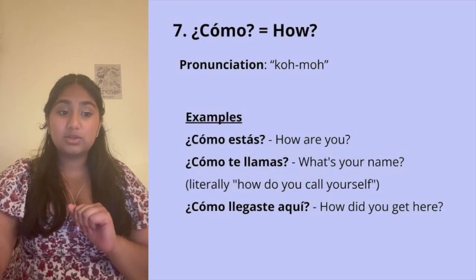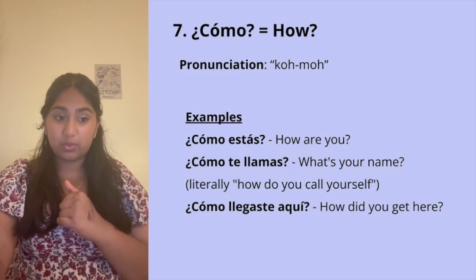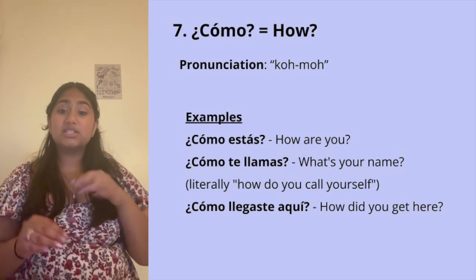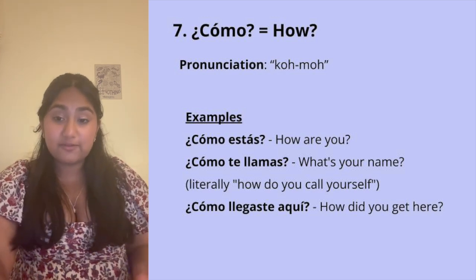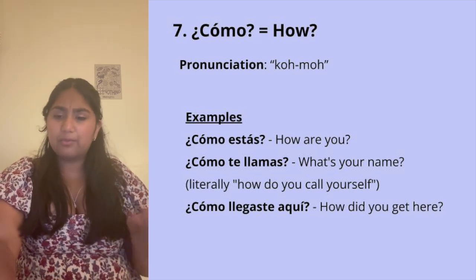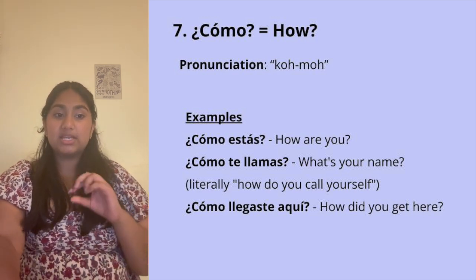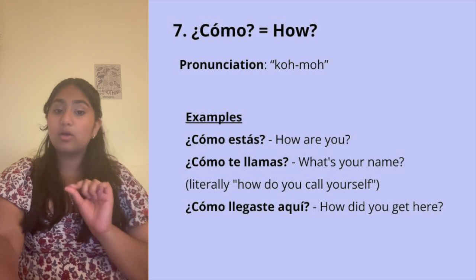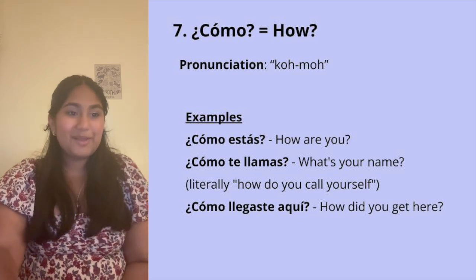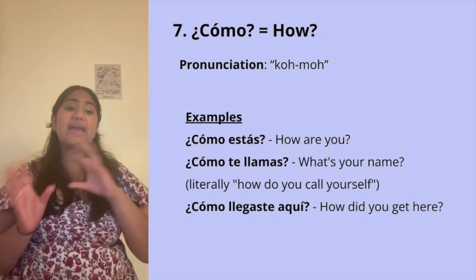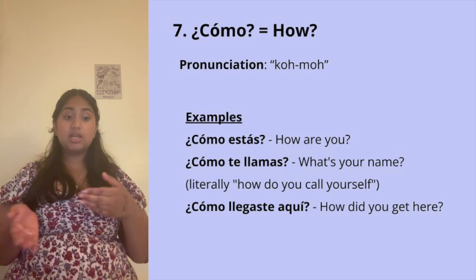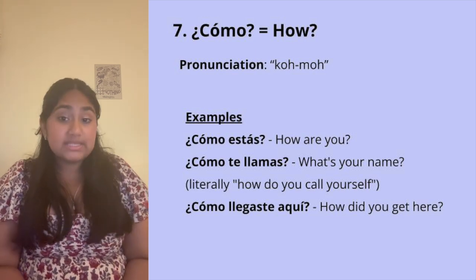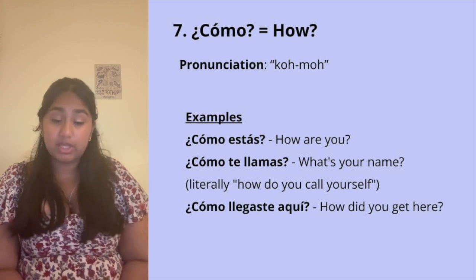Moving on to our next question word. We're almost done. This one is ¿cómo?, the one I mentioned at the beginning of the video. And this means how. So again, pronunciation is ¿cómo? So repeat after me. ¿Cómo? Perfect. So we're going to use this for manner or method or condition. So for example, ¿cómo estás? How are you? This is really commonly used.